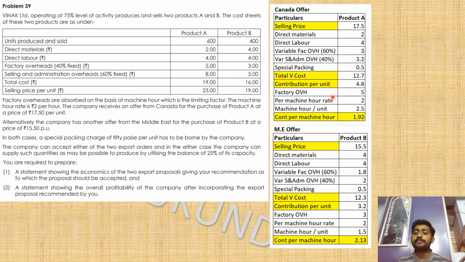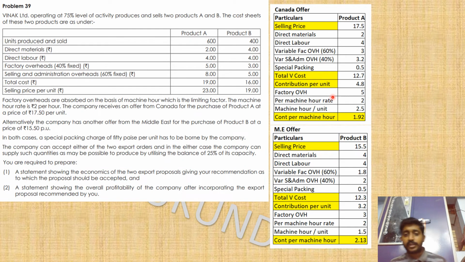Contribution per limiting factor. Whenever a question has the words limiting factor, we should select a product which has a higher contribution per limiting hour. Material may be a limiting factor, labor hours may be a limiting factor, but in this question, machine hour is the limiting factor. So whichever contribution per machine hour is higher will be selected. And in this case, the Middle East offer has the higher contribution per machine hour. So we are selecting the Middle East offer.